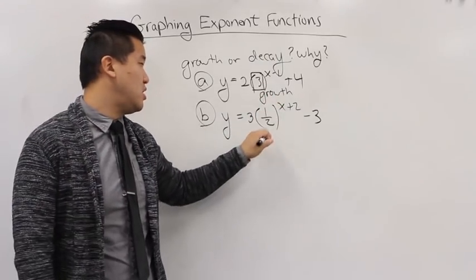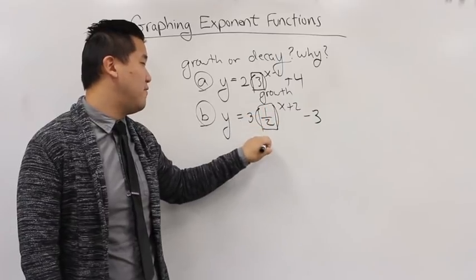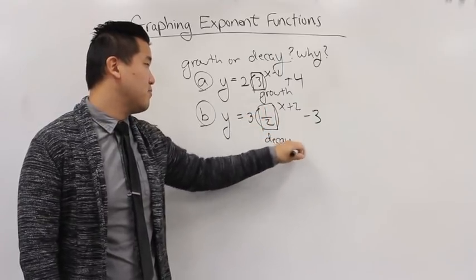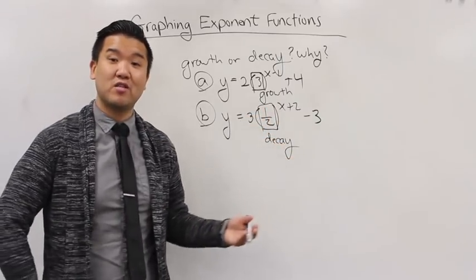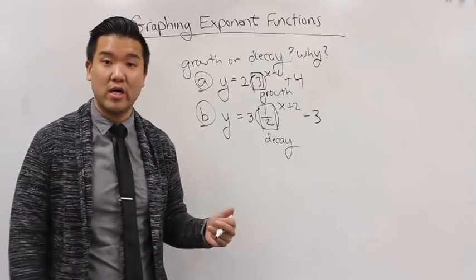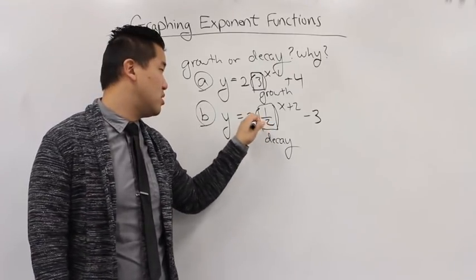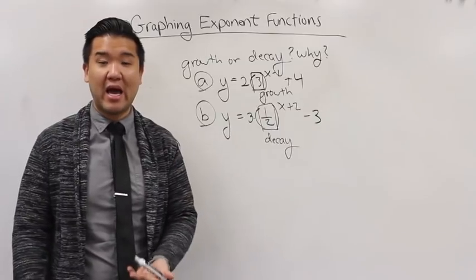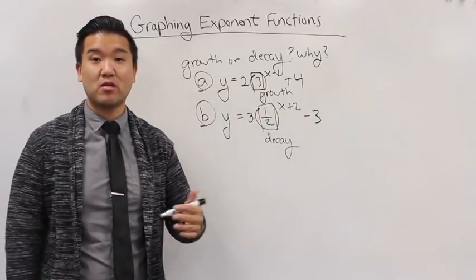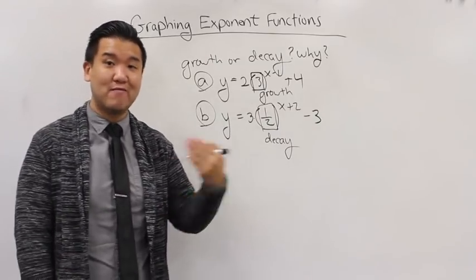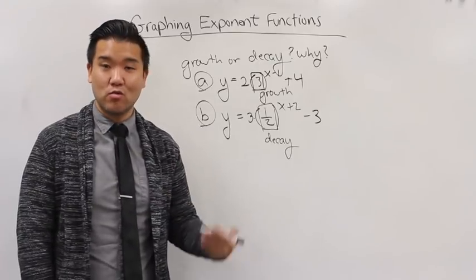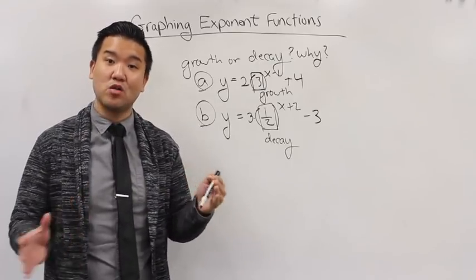So it's a growth. Here, it's 1/2. It's a decay. Why? Because the B value is a fraction in between 0 and 1. But what happens when you multiply 3 by 1/2? What does it mean when you're multiplying something by 1/2? You're technically dividing it by 2. So what happens when you're dividing something? It gets smaller and smaller and smaller.